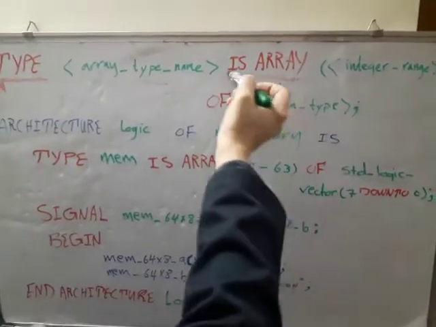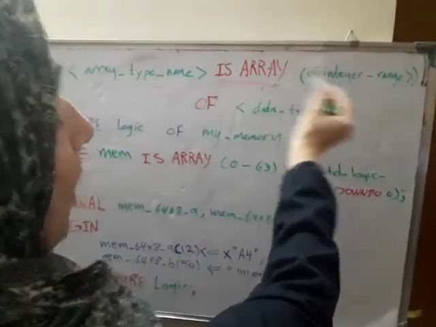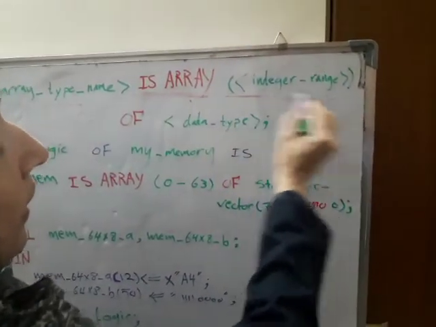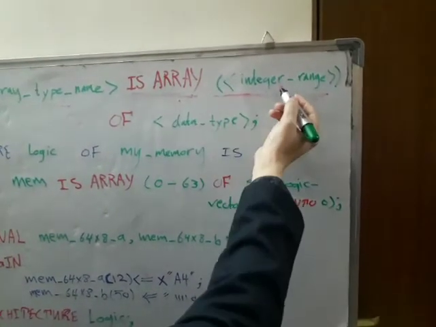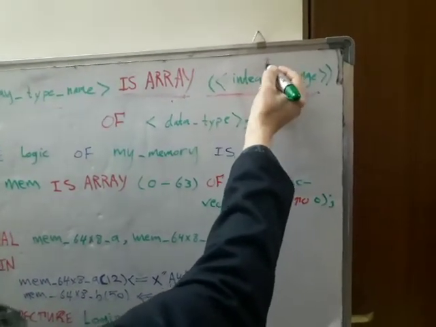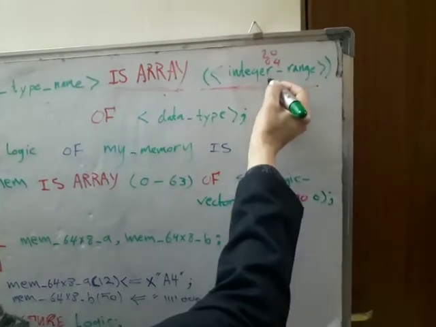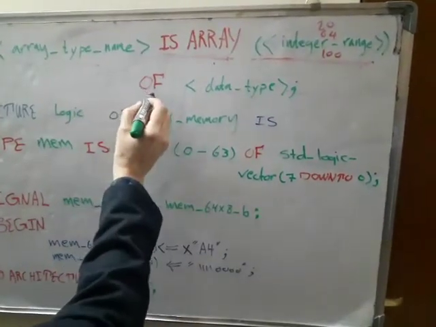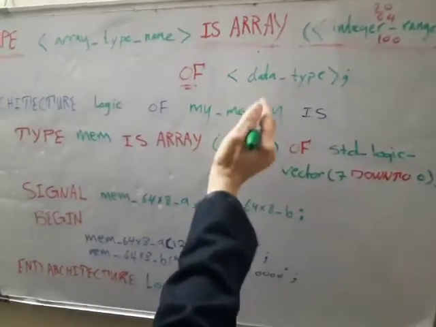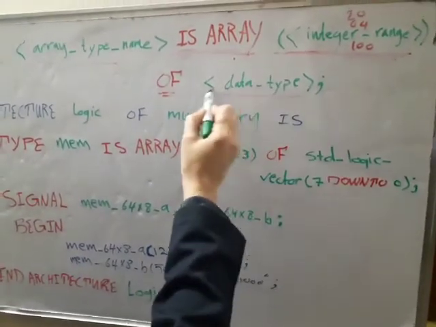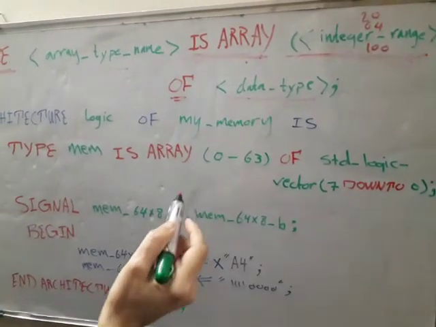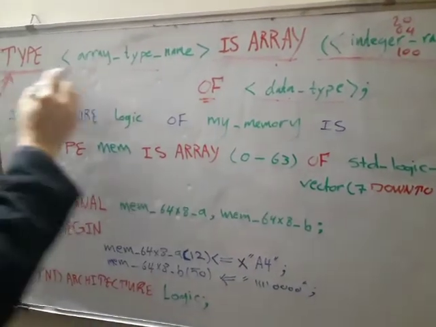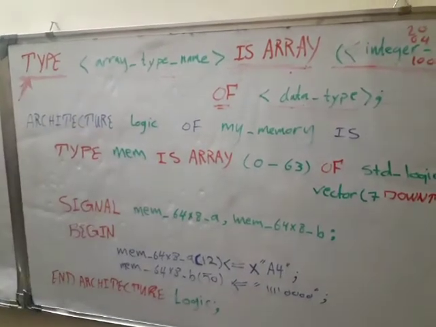Now, the number of locations or the number of data this type can occupy is defined by this field, the integer range. In this integer range, we can put 20, 64, 100, any number we need. Of, and then the defined data type is standard logic or bit or any other type. By this statement, we define a new type.